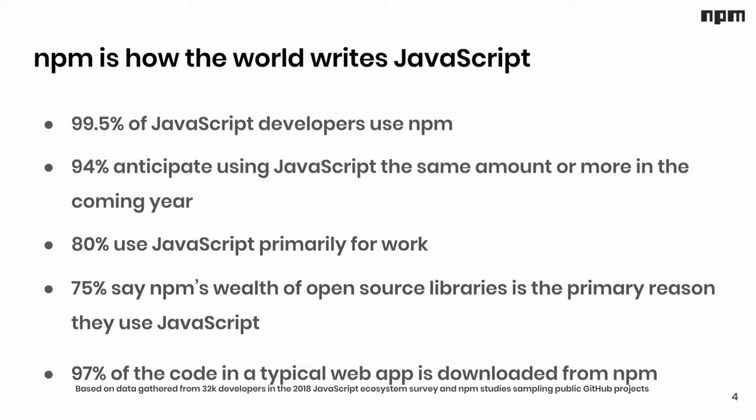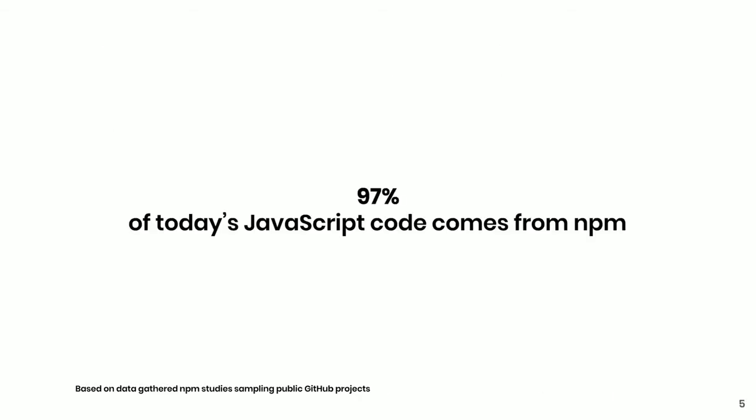And so when we look at a typical web app, you see that 97% of the code is downloaded from NPM. So it's really amazing. These numbers are all really incredible. But just to focus on that last one, 97% of that code comes from NPM. So in the same way that JavaScript is really the world's most dominant programming language, NPM by far is the most dominant way to manage JavaScript code.